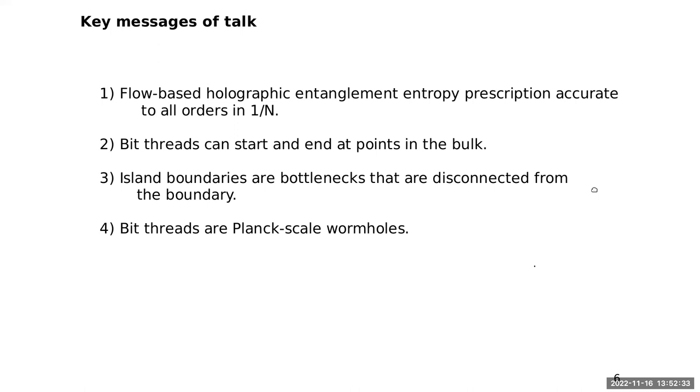Second, the key new qualitative difference between this quantum bit thread description and the original classical one is that these bit threads can start and end at points in the bulk. That's the main qualitative difference. Third is a new insight from this prescription on the islands: the boundaries of islands are going to be bottlenecks that are disconnected from the boundary, but they're still bottlenecks to the flow. This is possible because of the second point, that these bit threads can start and end. And the fourth, which is a bit more speculative and hand-wavy, is that these bit threads, in a sense, are going to be Planck-scale wormholes. I'll see if I can convince you of that.